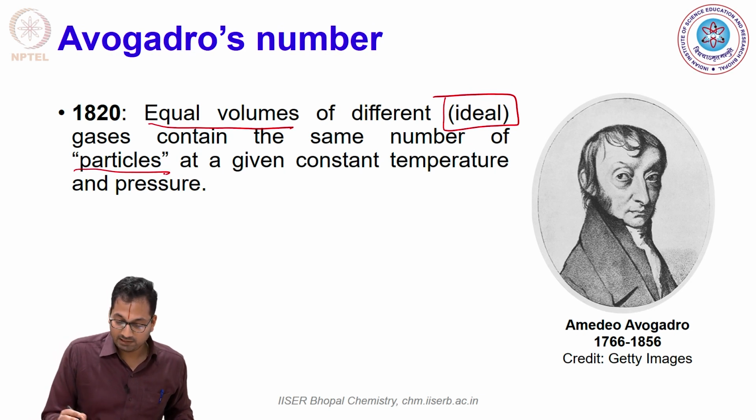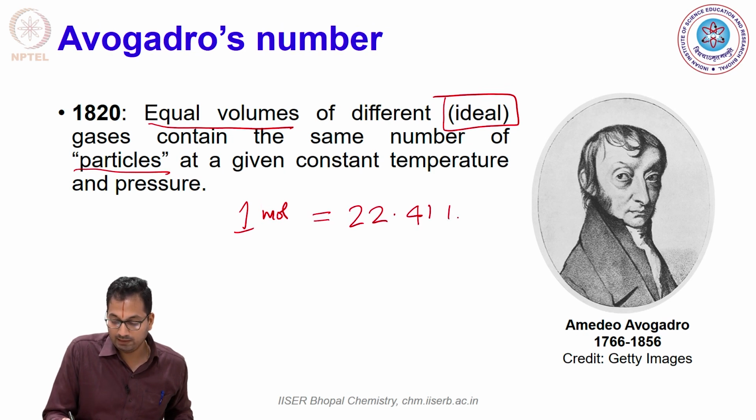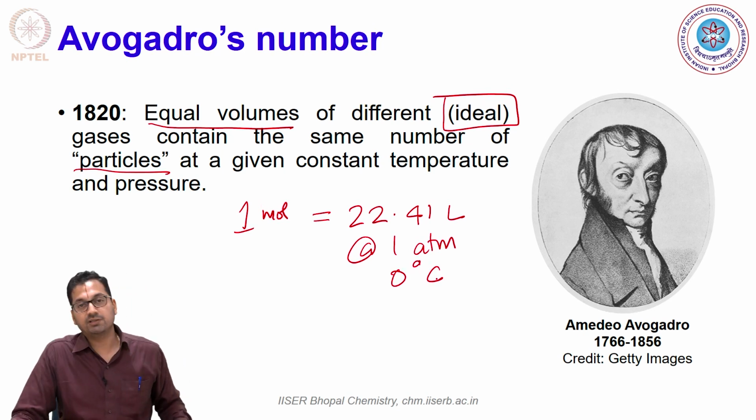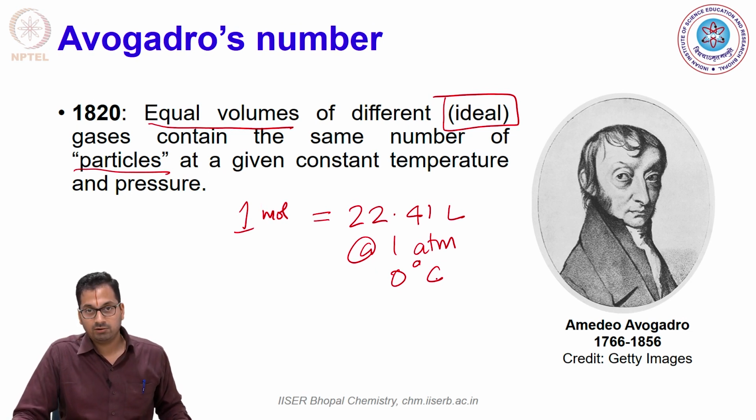Here, as he mentioned, 1 mole of a gas occupies 22.41 liters at 1 atmosphere pressure and at 0 degrees Celsius. So this was a definition that was given by Avogadro towards quantifying the number of particles present across different chemicals, in this case the gases.